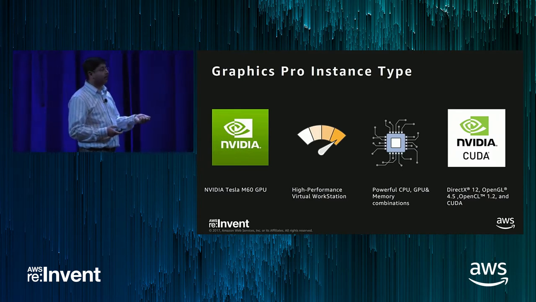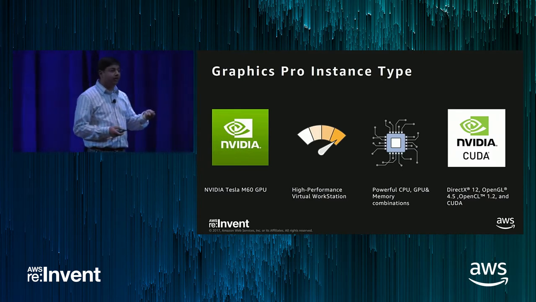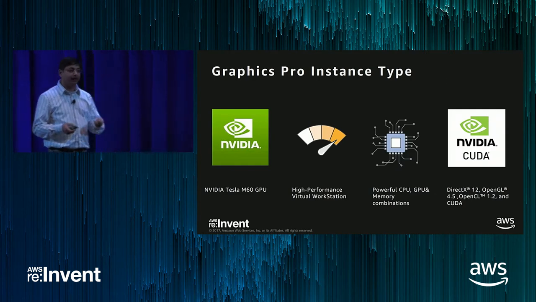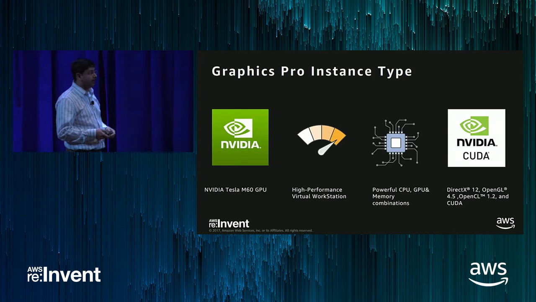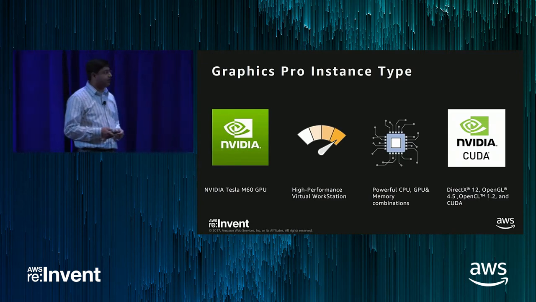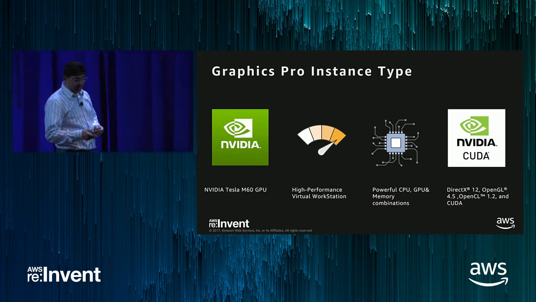The second category is customers who really need CUDA-based APIs, and their application is built and engineered to use CUDA APIs, and that's the graphics instance type that you want to go after.